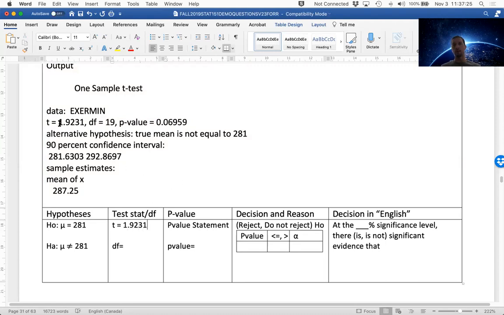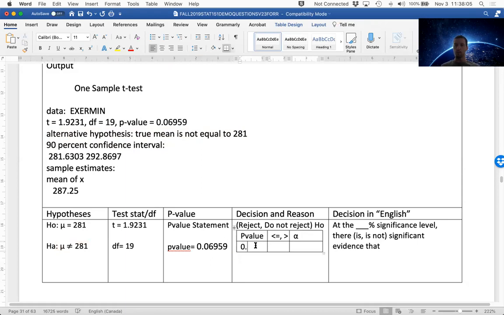So this value here, 1.9231, is found by taking x bar, subtracting the hypothesized mean, and dividing by s over the square root of n. You can see that it gives us the degrees of freedom for the test, which is 19, and then it directly gives us the p-value for the test, which is 0.06959. Okay, so we have a p-value for the two-tailed test. You'll notice here it confirms the alternative is that the true mean is not equal to 281, which is what we have here. So we have confirmation that we selected the right alternative.